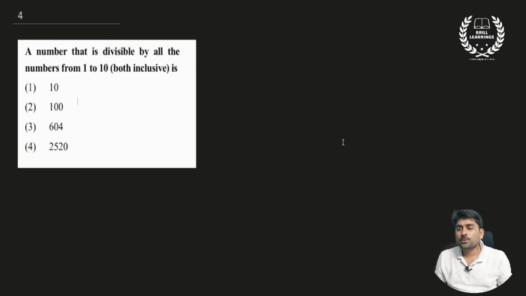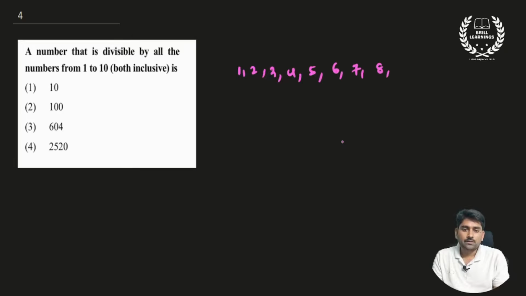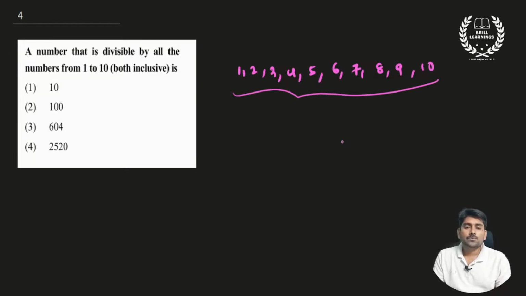A number that is divisible by all numbers from 1 to 10, both inclusive. Both inclusive means we have to include 1 and 10 also. 1, 2, 3, 4, 5, 6, 7, 8, 9 and 10. Now check whether all these numbers from 1 to 10 are factors of the given options or not. So let's check the first option. So 10. 3 is not a factor of 10. In other words, we can say that 10 is not a multiple of 3. So this is not our answer.